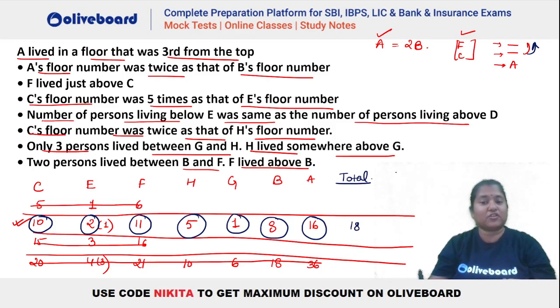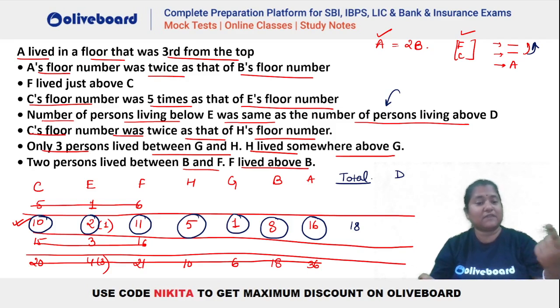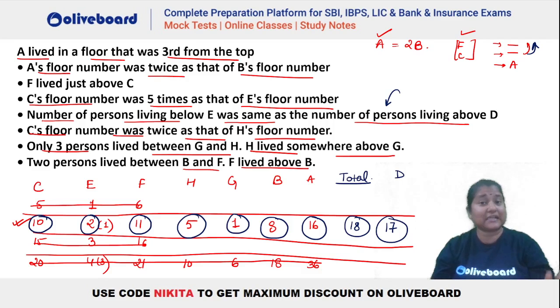Now we are left with your D here, right? D bacha hua hai na? And you can see that this will help us to find D. What was given? If we have one person living below E, we should have one person living above D. That means D has to be second from the top. So D will be on the 17th floor in here. So this will be the final answer for us. I hope this is clear, everybody.